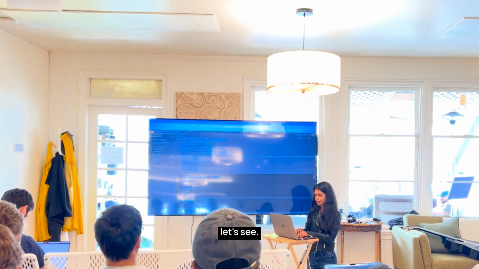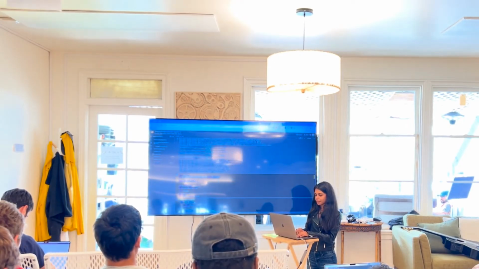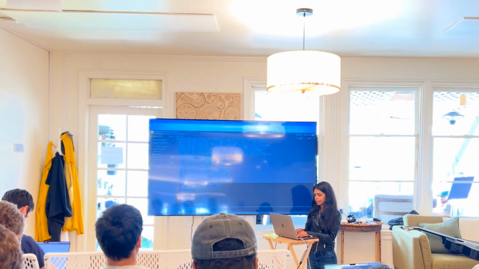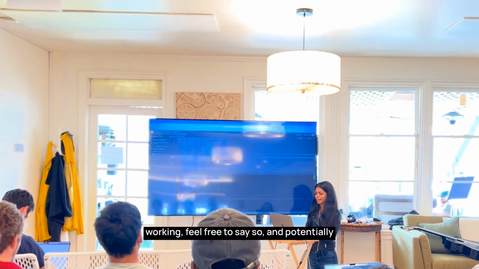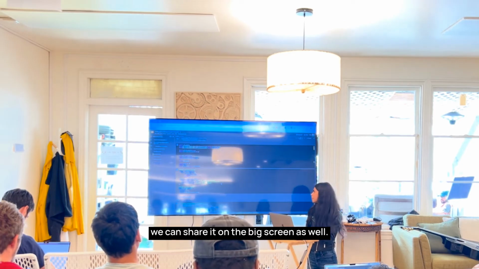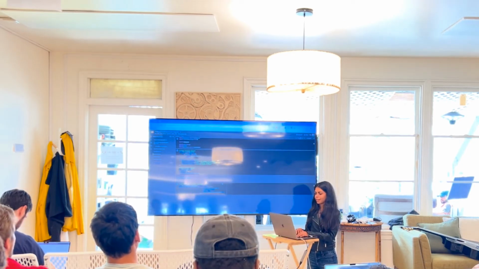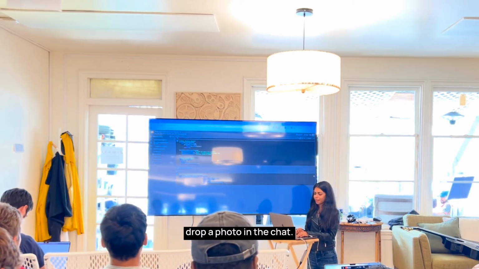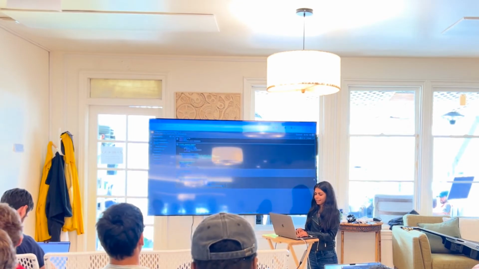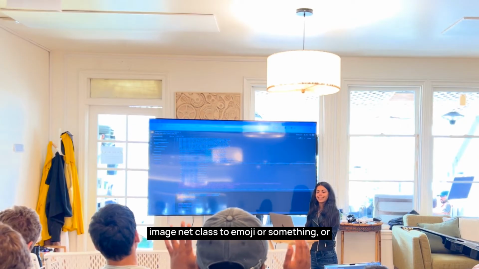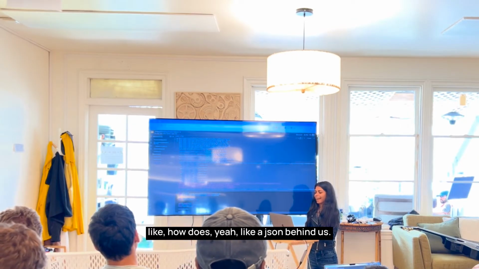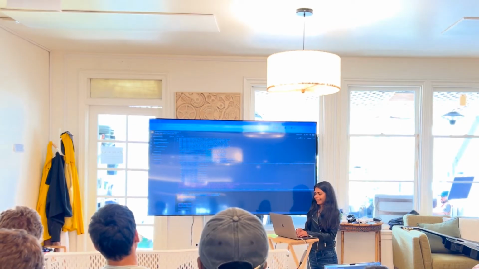Let's see. Loading. If anyone manages to get their Logit lens working, feel free to say so, and potentially we can share it on the big screen as well. Drop a photo in the chat. You have a big dictionary, which is ImageNet class to emoji, or how does... Yeah, a JSON behind it? Okay, I see.